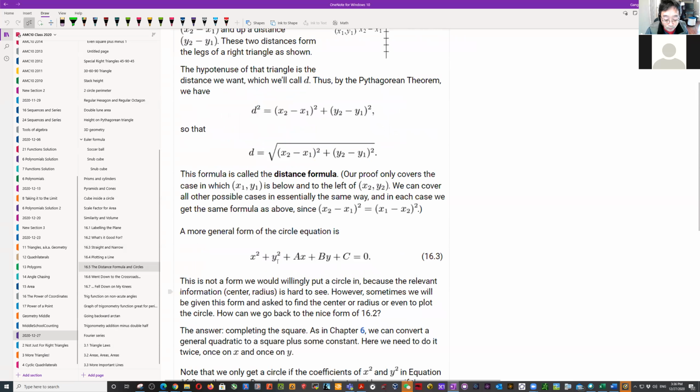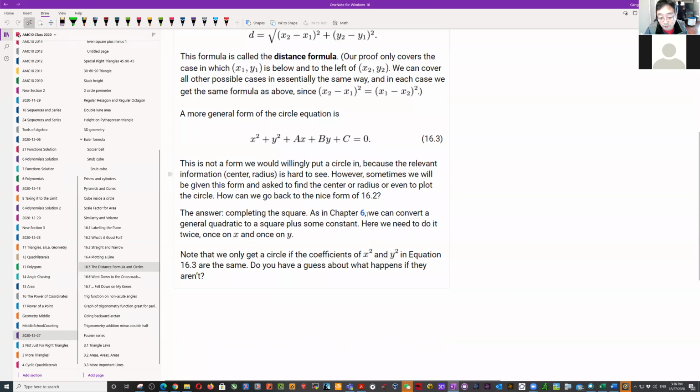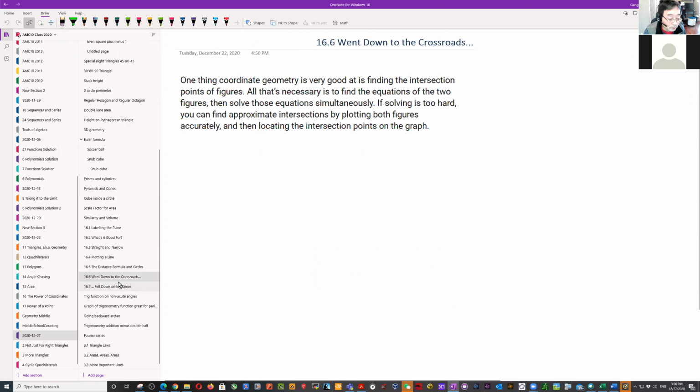x squared plus y squared plus ax plus bx plus c. Basically, this is actually a more generic form for the circle. You are able to complete the square and convert this into a circle formula. And then the coordinate system using analytical geometry makes it much easier to calculate certain things.